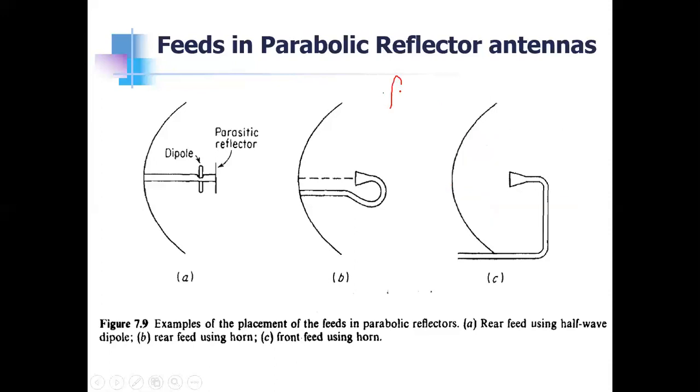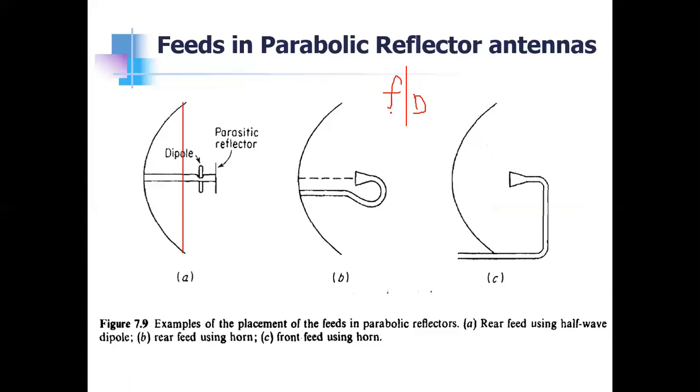F by D ratio. So what is F? For a reflector antenna, F is the focal length, and this is the aperture dimension. That is this one. So this is the aperture dimension. Most practical reflector antennas have F by D ratio in the range of 0.3 to 0.5.